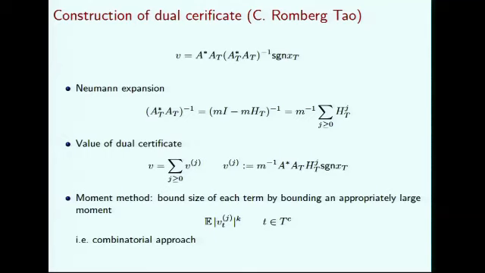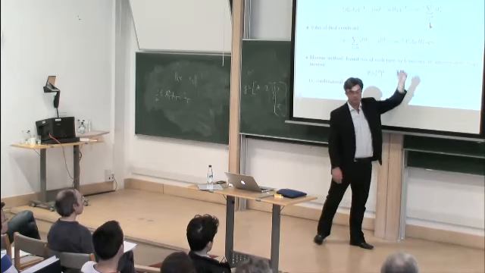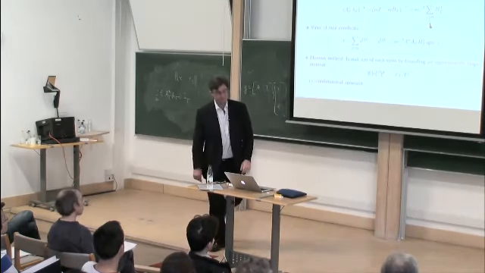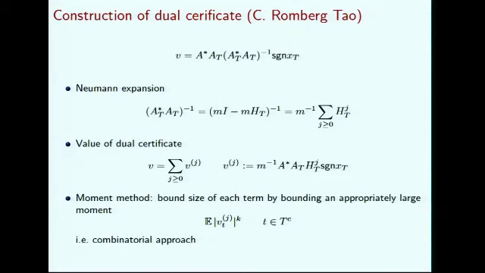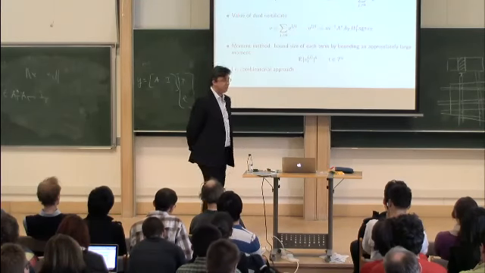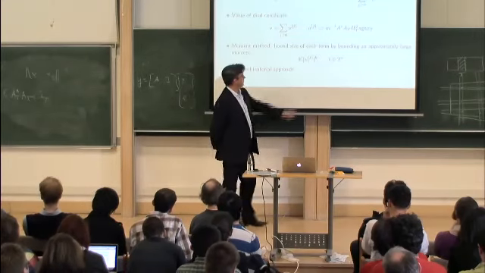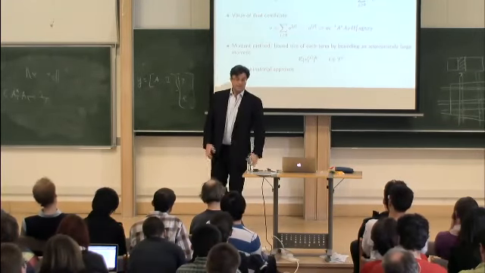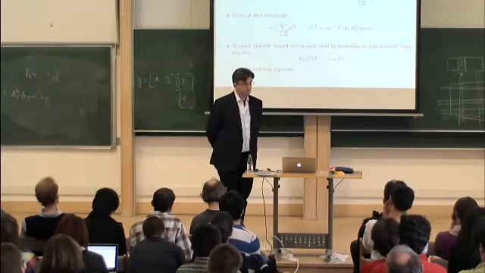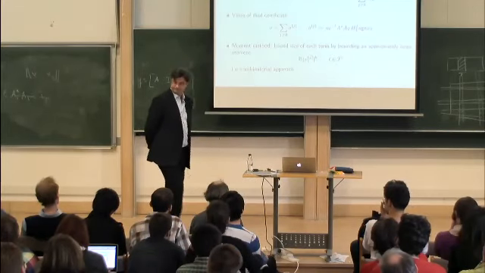It's a sum of V_j's, where each V_j is a term in this Neumann series, which looks something like this. Okay. And now how do you bound V on T complement to show that it's less than 1? Well, you take each term and you try to bound them individually. And how do you do this? By the moment method. Right? So you're going to take each term, raise them to a large power, try to find, again, combinatorics show up, try to find a good bound on what you get over here, and then assemble the pieces and prove that indeed V is small. Okay?